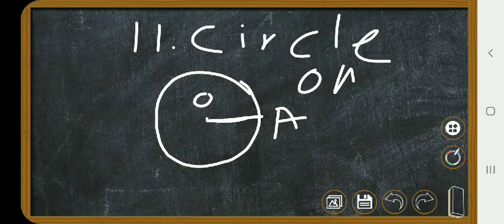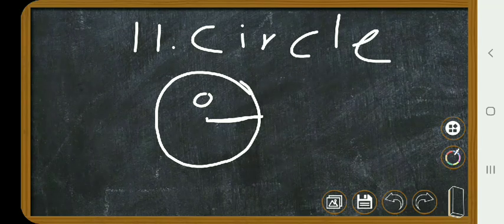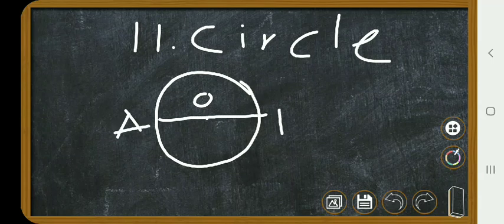Second and very important, we'll see the diameter. The diameter is a line which joins any 2 points of the circle through the center of the circle. See, I'll draw it for you. This is AB and it passes through the center, so that is called a diameter.